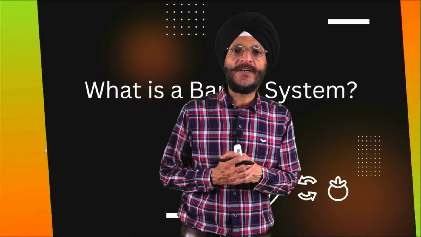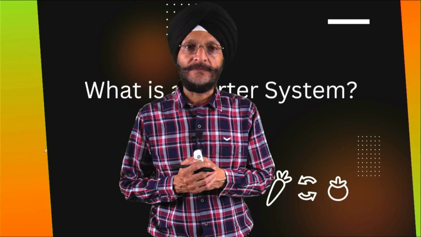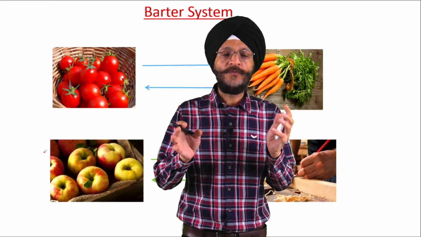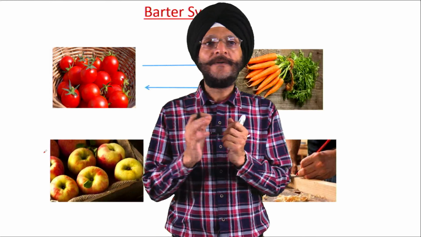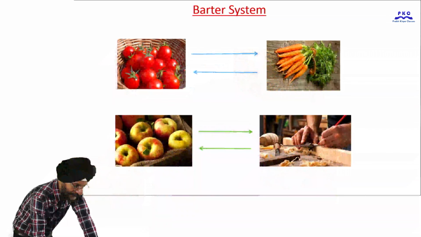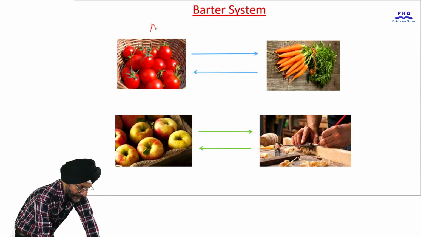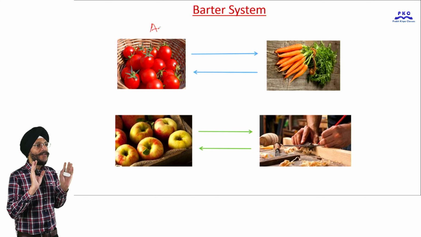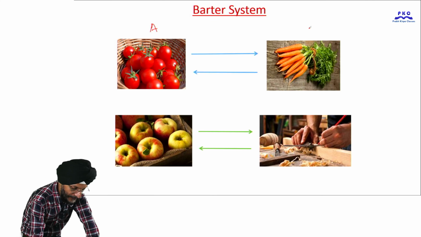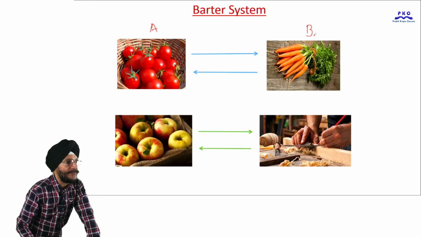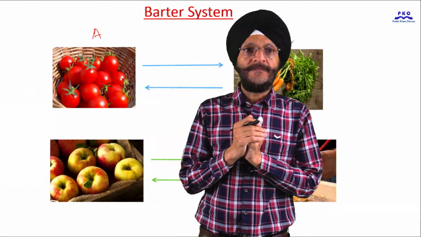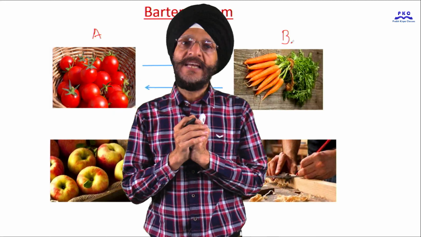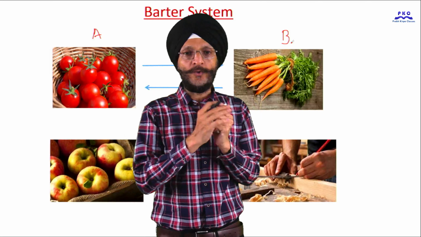Now the topic before us is what is a barter system? First of all, we try to understand what is barter system with the help of photographs. Here you can see that say a person A is having only tomatoes and the person B is having carrots. Now A person wants carrots and the B person which has carrots wants tomatoes.